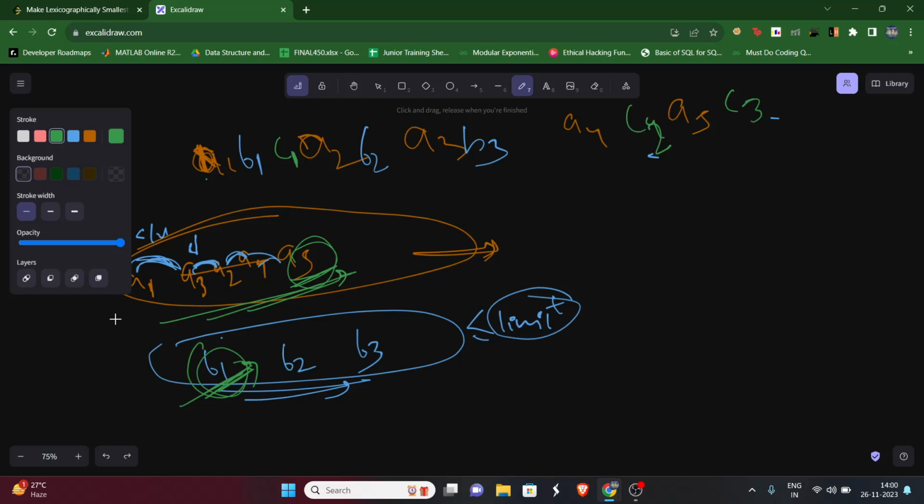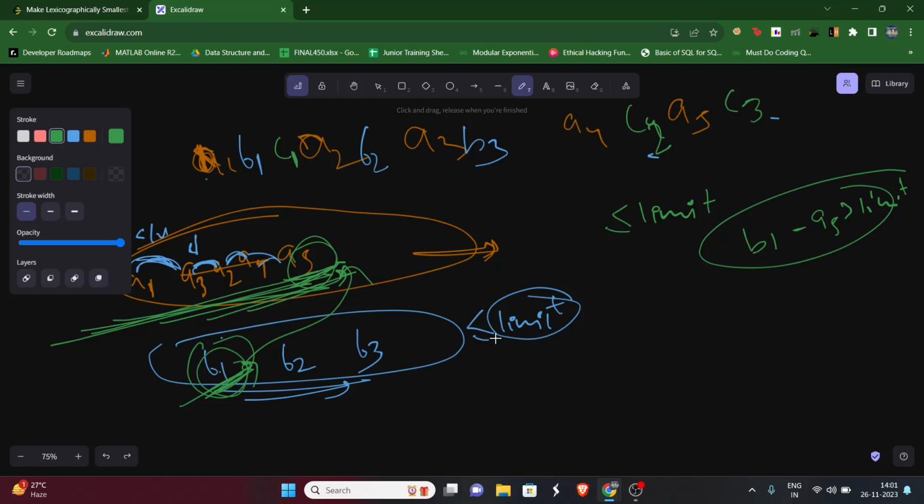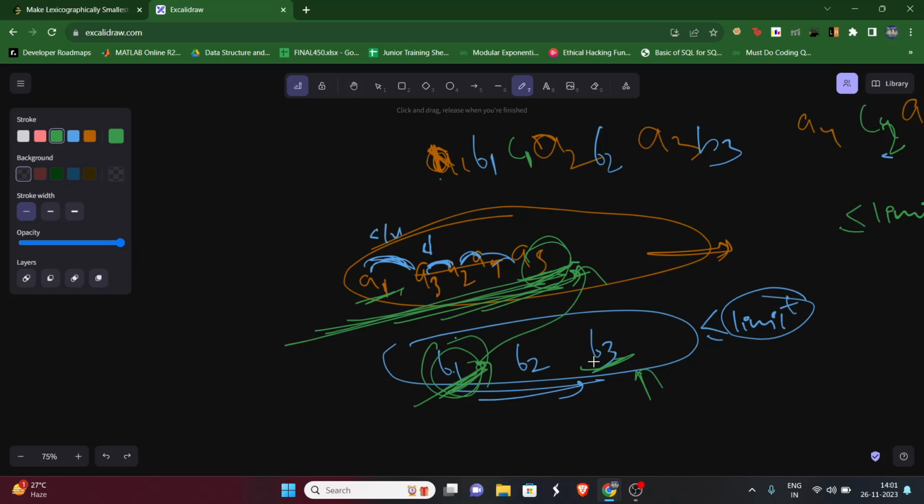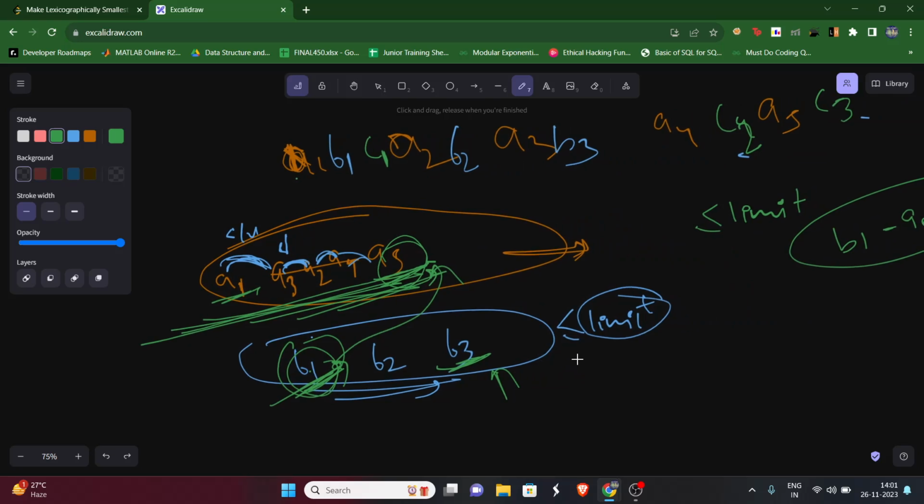Okay, so if we are saying that all the elements in this group have a difference less than or equal to limit, and we were not able to put this element here, what does that mean? That means that b1 should be greater than a5 by at least the limit. So b1 minus a5 should be greater than limit. That's why we separated it. Or if this was the first group, then a1 minus b3 should be greater than or equal to limit.